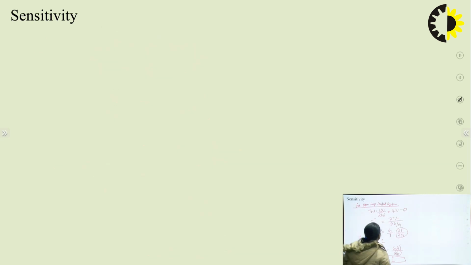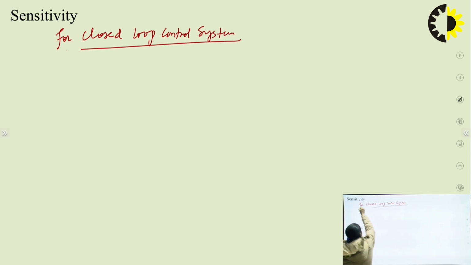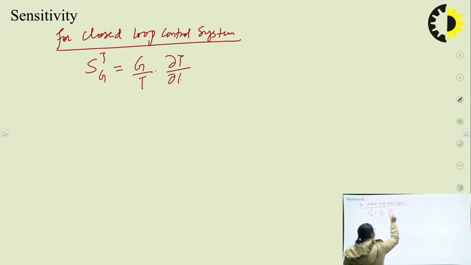If we talk about the closed loop control system, then the sensitivity of the transfer function with respect to the forward path gain G will be equal to G upon T into delta T by delta G.